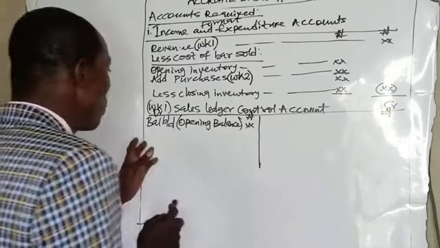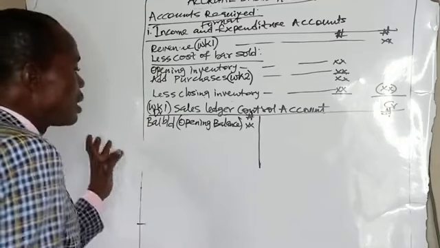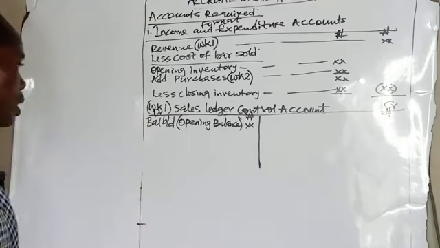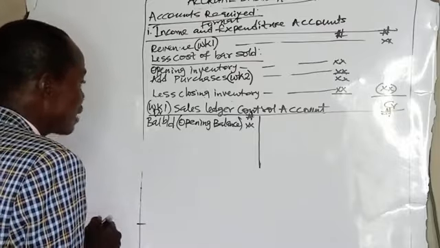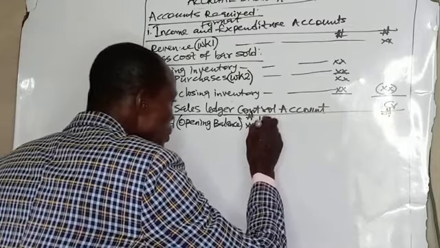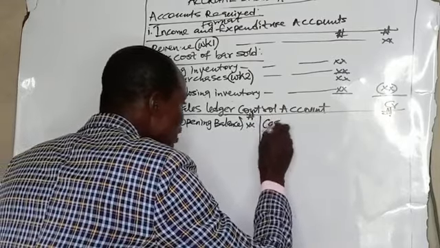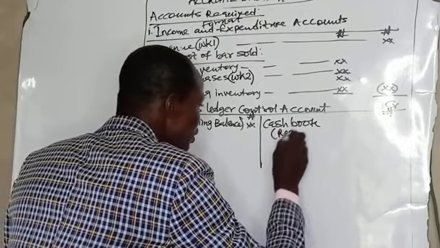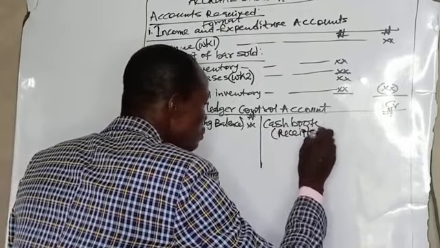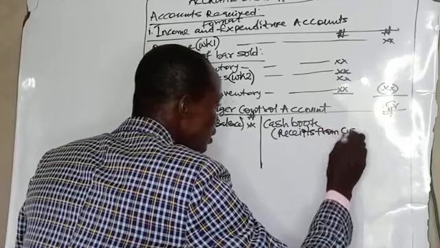So the double entry principles: for every debit entry, there must be a corresponding credit entry. Since that amount received is found at the debit side of the receipt and payment, you will put it at the credit side. So cash book, that is your receipts from customers.